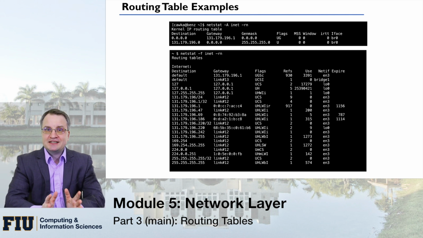The routing table exists basically on all systems. It's not only routers that have routing tables, but even the host, this iPad, this iPhone, even the camera that I'm recording with, they all have some form of a routing table. It may be quite simple, but it can also be quite complicated.